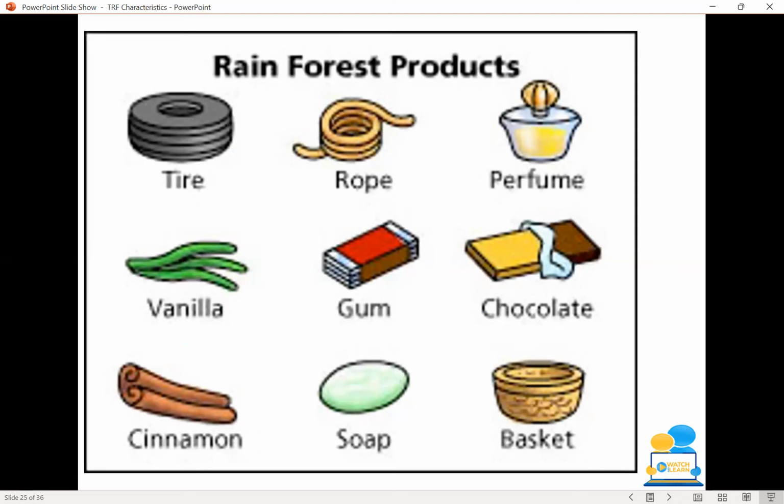If you're going to have vanilla ice cream, the vanilla comes maybe from a tropical rainforest. Gum that you might be chewing, ingredients for that come from the tropical rainforest. Your chocolate, cocoa, palm oil again, coming from the tropical rainforest. Cinnamon, ingredients for soap, fibers in a basket, all contain ingredients that we get from the tropical rainforest. So you can see the importance of the tropical rainforest in our daily lives and how valuable it is to humans, in terms of the natural resources that can be found within it.